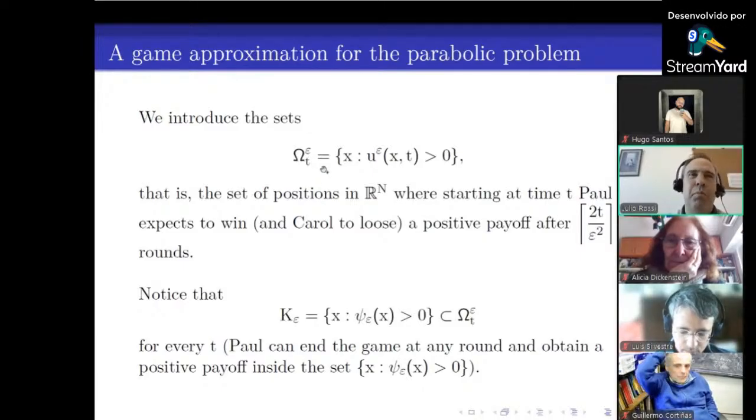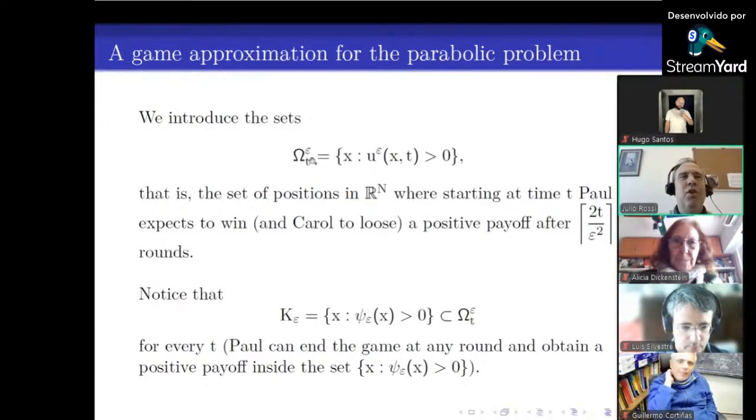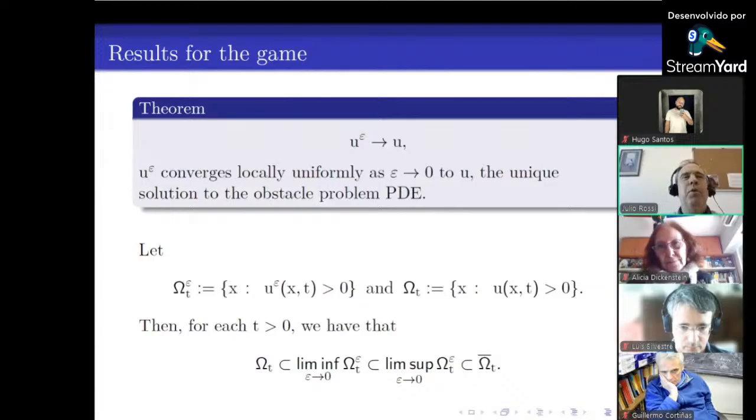And now you want to compute two limits. This omega epsilon t, you want to compute the limit as epsilon goes to 0 and the limit as t goes to infinity. First, we can compute the limit as epsilon goes to 0 for the value functions.